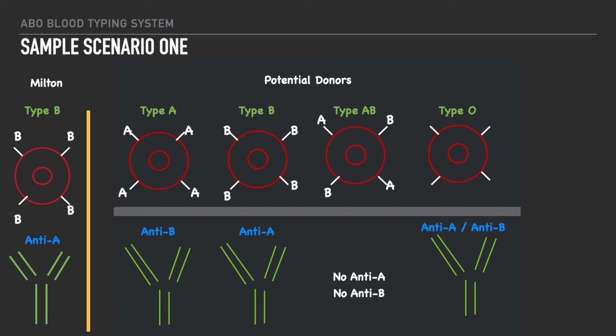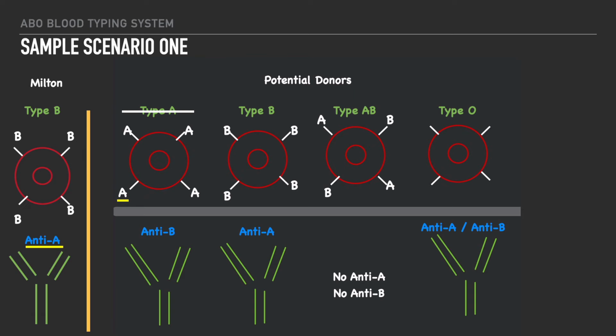We'll notice offhand that this individual has an A antigen on the surface of their red blood cell. And because Milton has an antibody that is anti-A, Milton's immune system would reject blood from an individual with type A blood. So we can safely say that Milton could not receive blood from this individual, so we'll cross it off of the list.